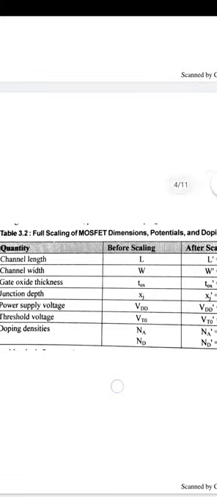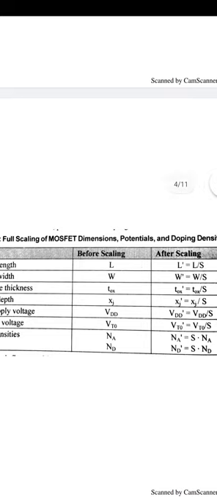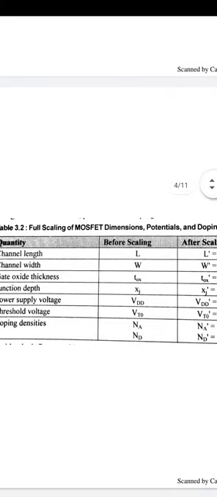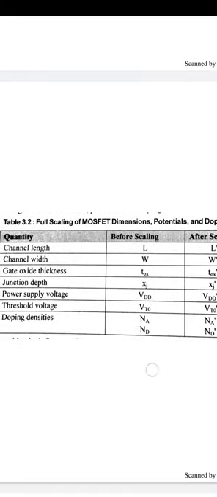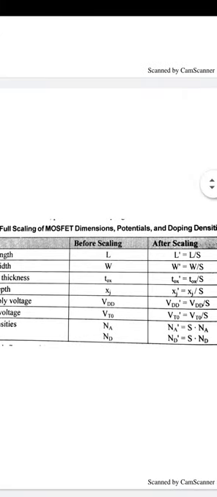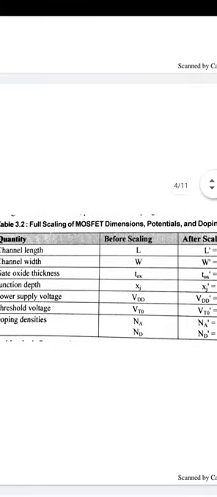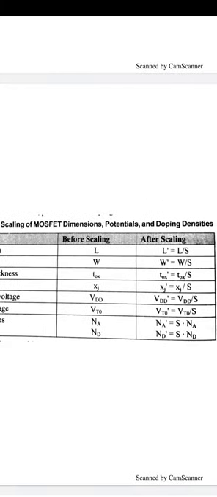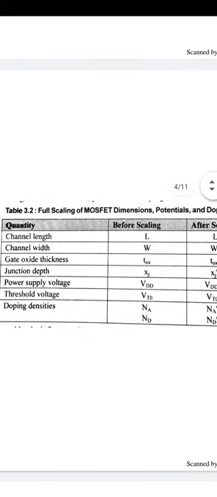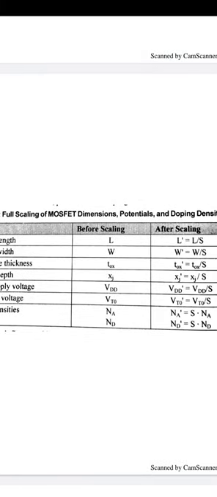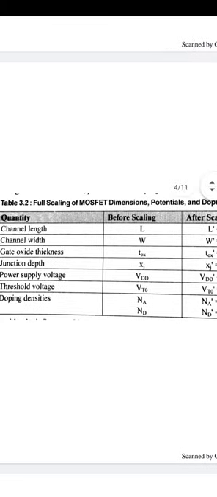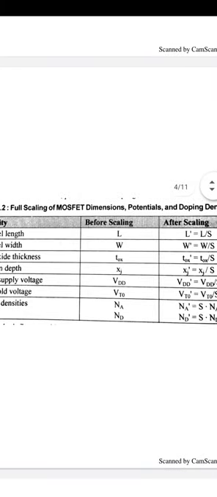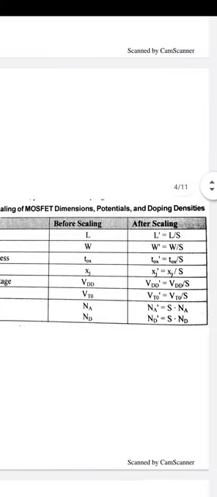Channel width W, after scaling W dash is equal to W by S. Oxide thickness, gate oxide thickness TOX, TOX dash is TOX divided by S. Junction depth XJ, XJ dash after scaling is XJ by S. Power supply voltage VDD is also divided by a factor of S, VDD by S, that is the new value VDD dash. Threshold voltage VT naught before scaling, VT naught dash after scaling is divided by S, VT naught by S.